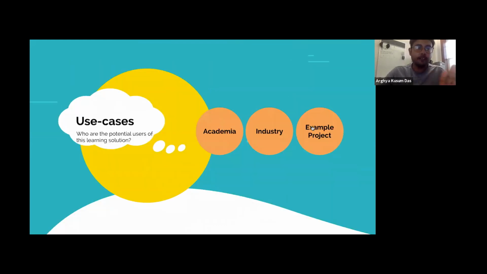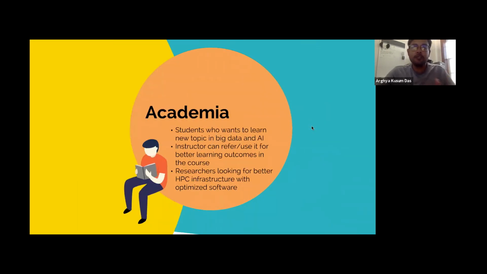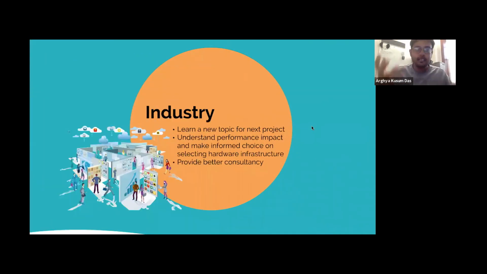Here are some use cases. I have collaborated with some academic institutes, where students who want to learn a new topic in big data and AI, and instructors, can refer to and use this site. There are also several folks in industry who are interested in learning different data science related topics.